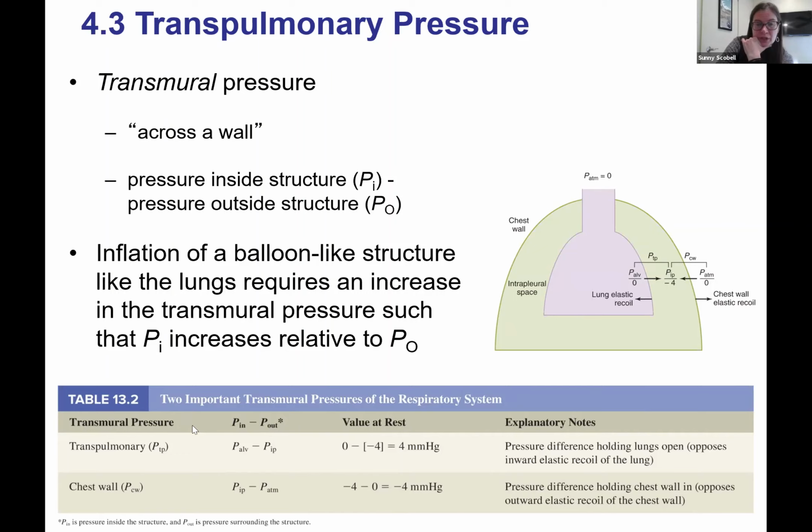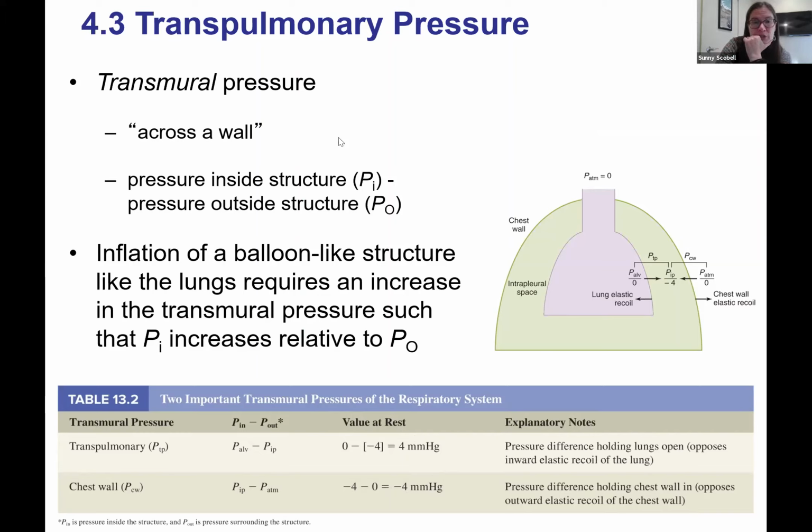This is table 13.2. And we know that the intrapleural pressure is -4. And then at rest, we've got a pressure in the alveolus of 0. So the transpulmonary pressure difference of 0 minus -4 is going to be 4 millimeters of mercury. Across the chest wall, it's -4 minus 0. And so this is a -4 millimeters of mercury.